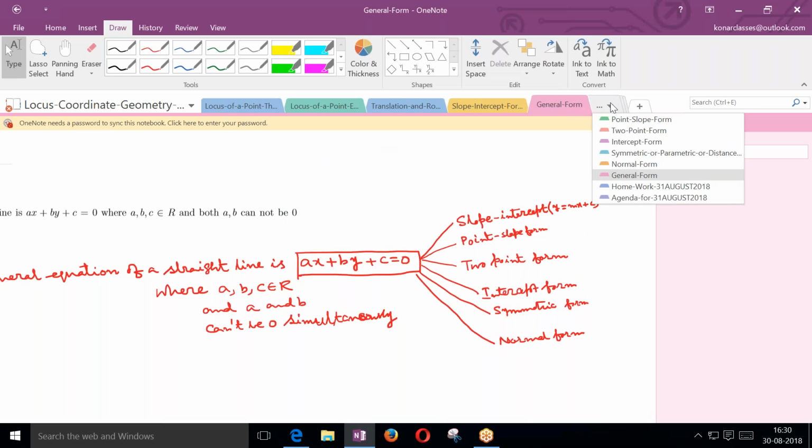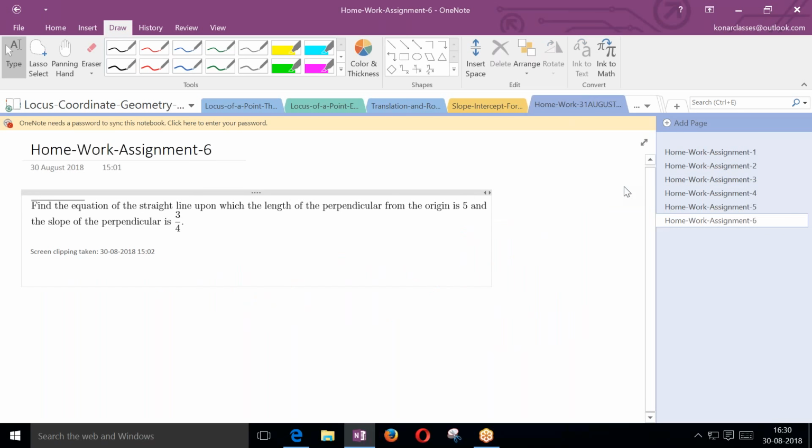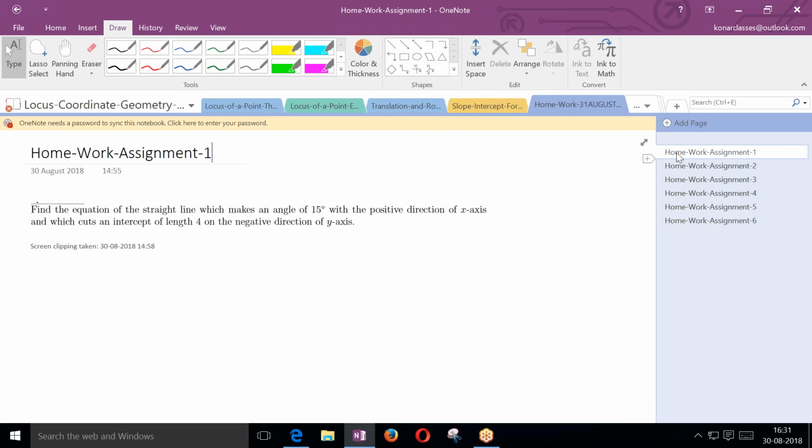You will get several assignments here. This is homework assignment 1. I'll be sending it to you. Then assignment 2, assignment 3, assignment 4, assignment 5, and 6. You need to work on all these 6 assignments and send them to me by 2nd September. Make a neat scan copy of all these 6 solutions and send it to me over WhatsApp.